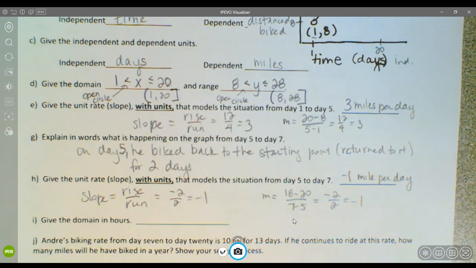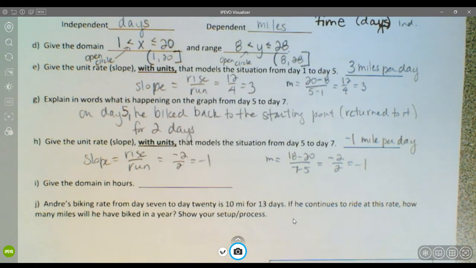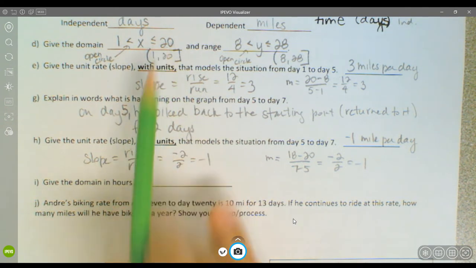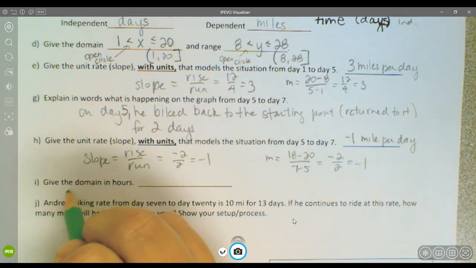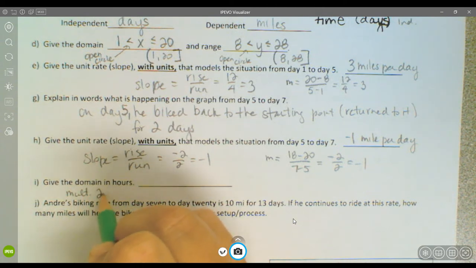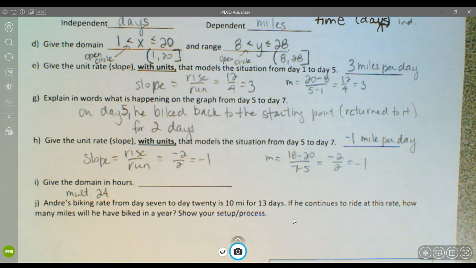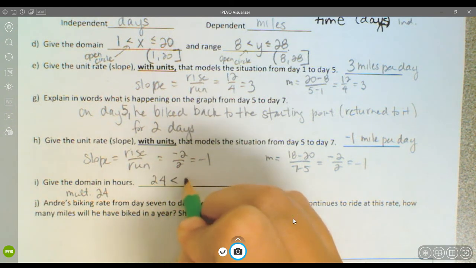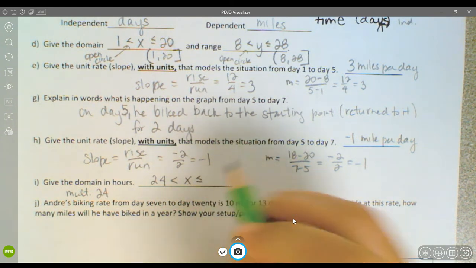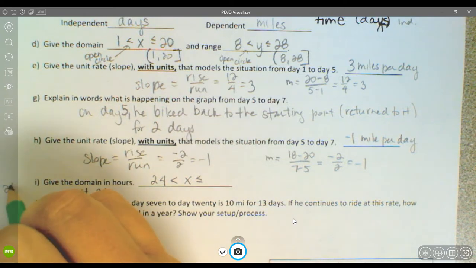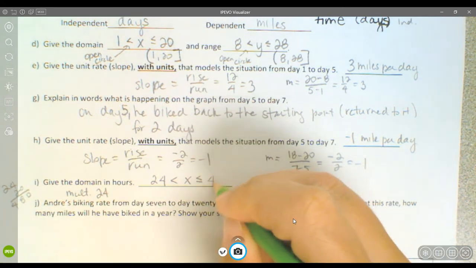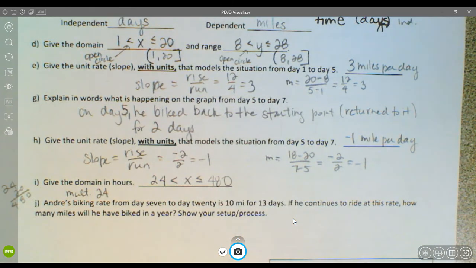Give the domain in hours. So here's the domain in days. How do you convert days into hours? We have to multiply by 24 because there are 24 hours in one day. So 1 day is 24 hours. 20 days is 480 hours.